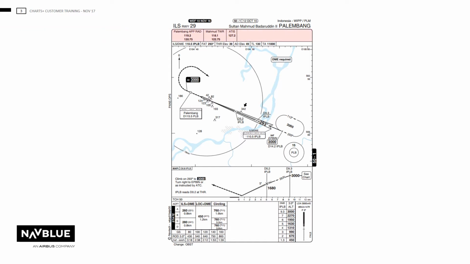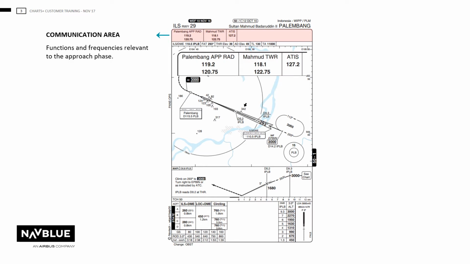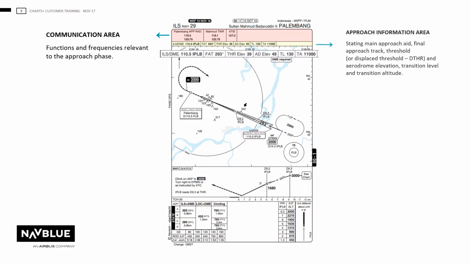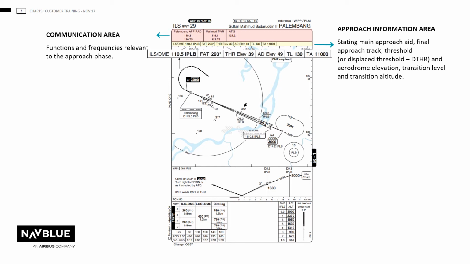The chart is laid out like so. The communications area to show the comms in order. The approach information starting with the main approach aid and frequency, which is defined as the aid that the final approach and minima is based on. The final approach track as published in the official documentation, threshold elevation or displaced threshold, transition level and transition altitude.